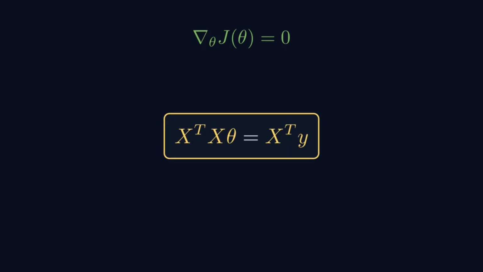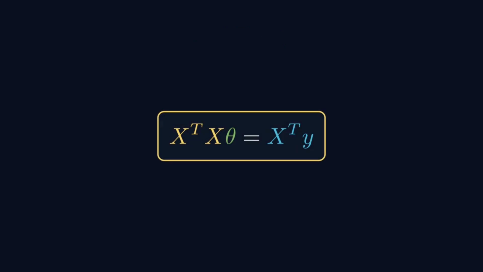And then we can move things around, cancel the terms, and after simplifying, we arrive at something extremely remarkable. X transpose X theta equals X transpose Y. This equation has a name, the normal equation. And hidden inside it is the best fit solution, the exact parameters that minimize the total squared error. But we're still one final step away because theta is still trapped inside the equation. So the question becomes, how do we actually solve for it?